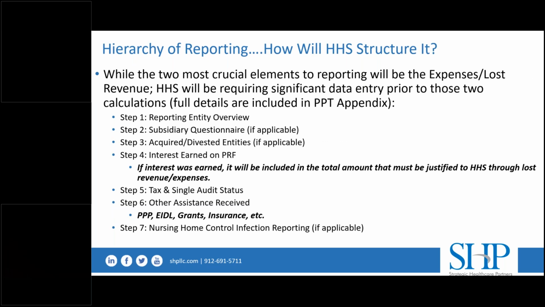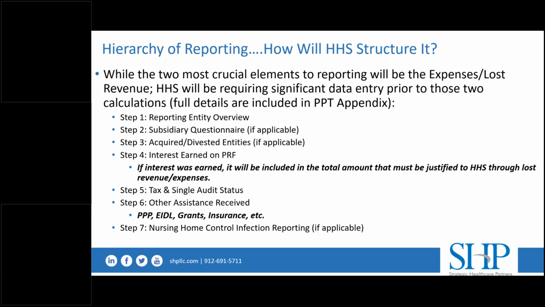So, walking back through there, they're very specific about the steps that you're supposed to take. And again, in the appendix, we walk through the whole thing. I'm not going to go through that right now, and I won't get into all the detail here, but there's the reporting entity overview, and a subsidiary questionnaire if that happens to be applicable, whether or not you bought or divested entities during the pandemic and the potential impact that might have on your submission, and the interest earned, like I was talking about a minute ago.